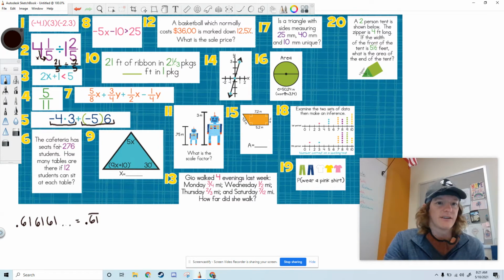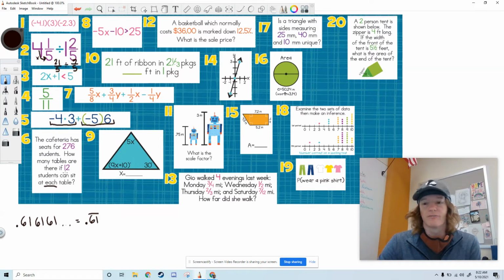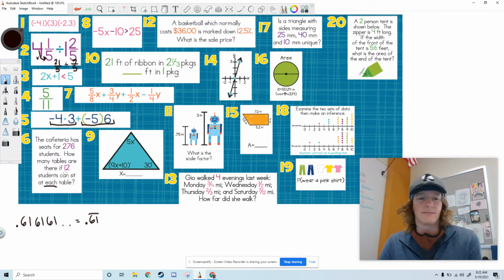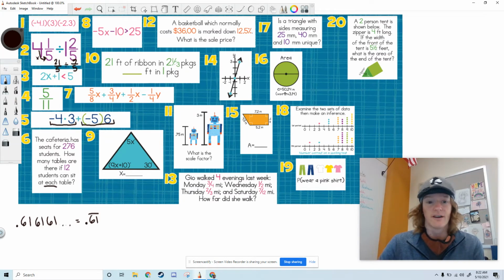Number 6, a cafeteria has seats for 276 students. How many tables are there if 12 students sit at each table? So the word each here is key. That means we're going to divide this among 12 students for each table, because each table has 12 people. So you take the first table and you're going to be at 264. Another table is 252, and you're taking 12 people away, 12 people away, 12 people away. How many times can we take 12 people away from 276? And if it's not a nice even number, you're going to need an extra table.